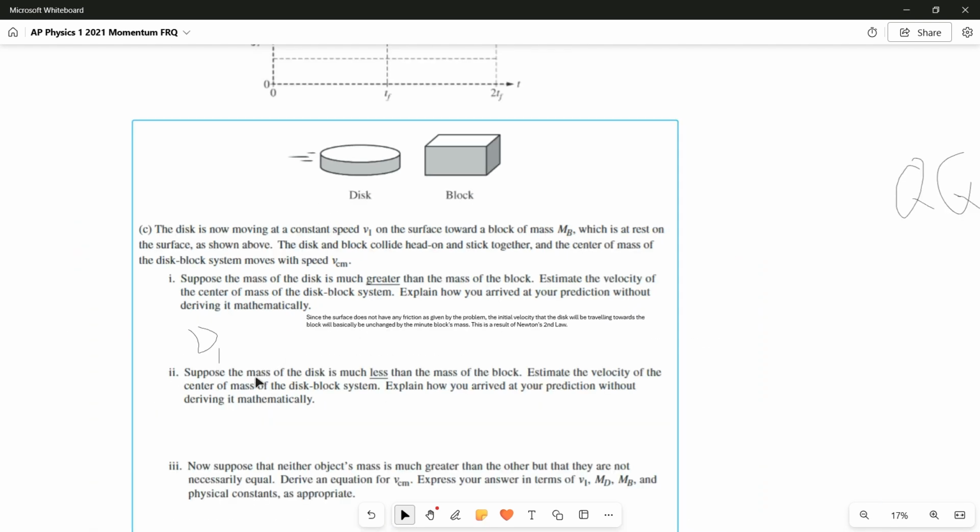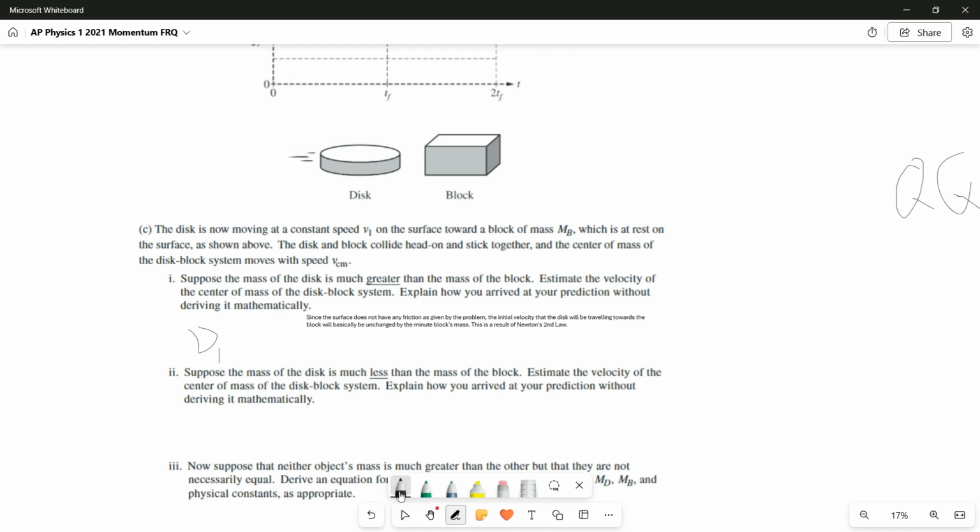Now, on the other hand, if the mass of the disk is much less than the mass of the block, that probably means that all the speed will be killed off. Because of how massive the block is, the speed of the disk will be basically insignificant, no matter how fast it's traveling. Even if the disk was traveling at a very fast speed, because of how massive the block is, it won't matter. So the speed is zero.